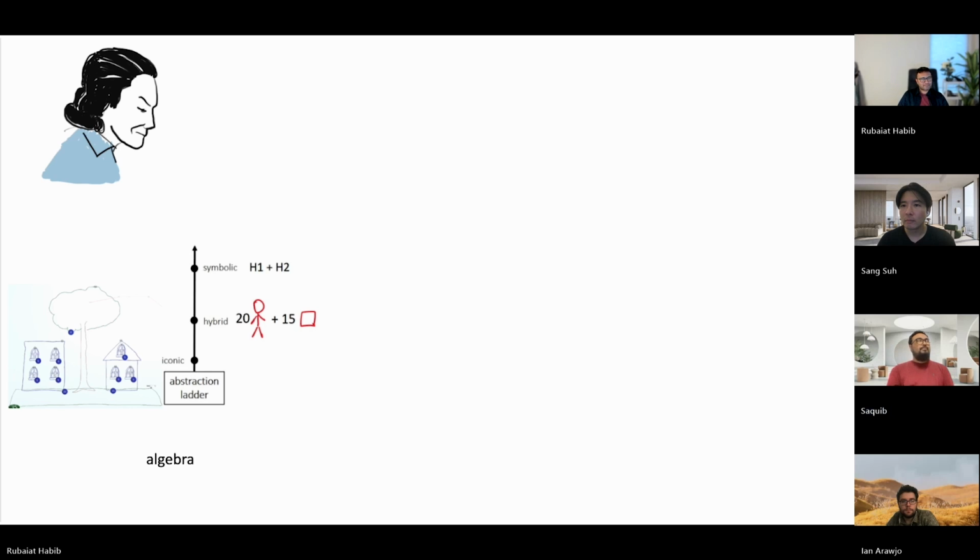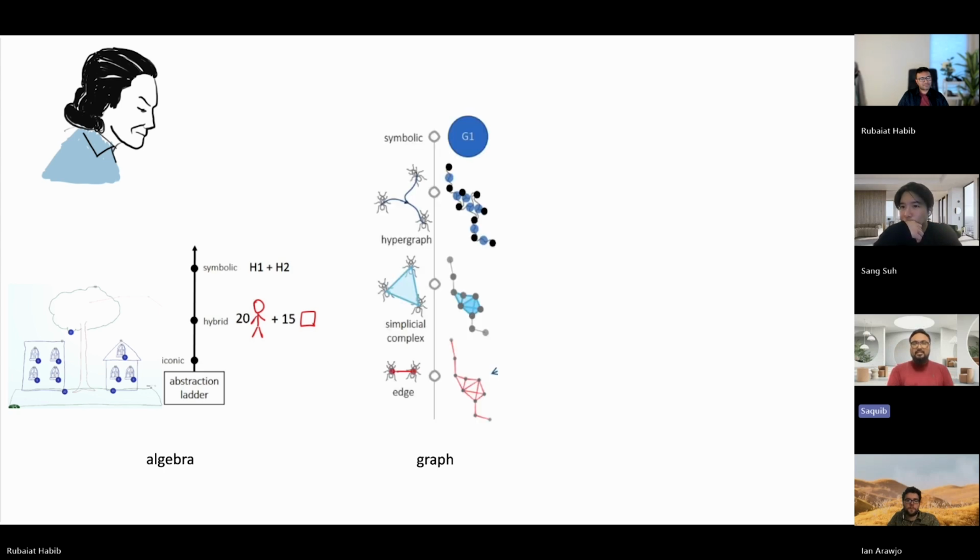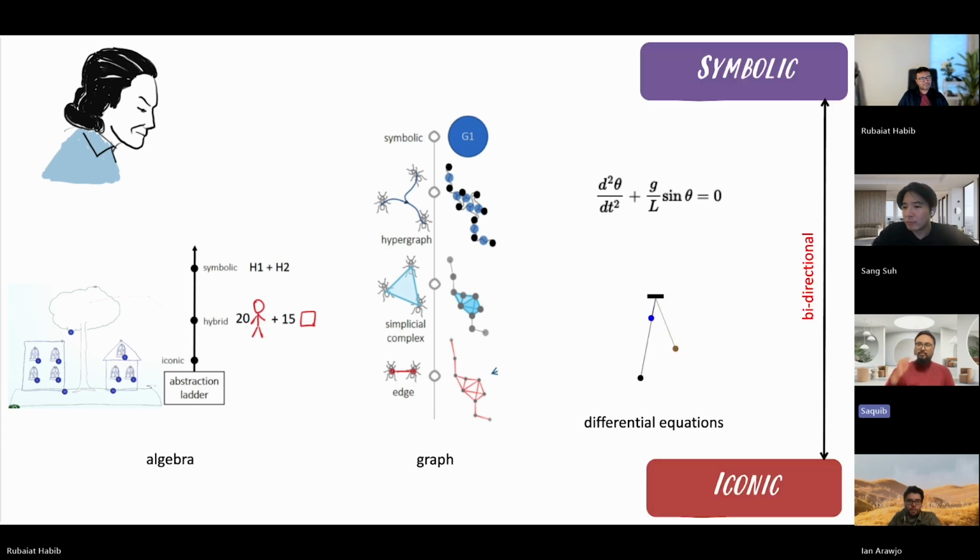So Feynman must be wondering at this point whether this can be extended to other fields. I have shown some work that I've done in algebra, and then some work that I've done in graphs, and then there is work that I'm currently doing in differential equations where we can go from visual representations to symbolic representations. So in all of these, we are moving between the iconic world and a symbolic world, and the movement has to be bidirectional, and that is a challenge.